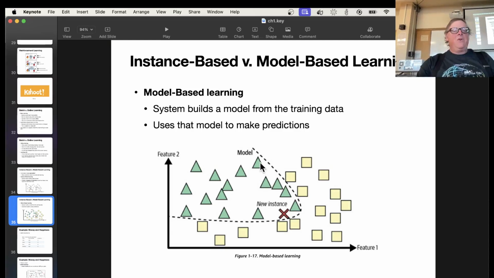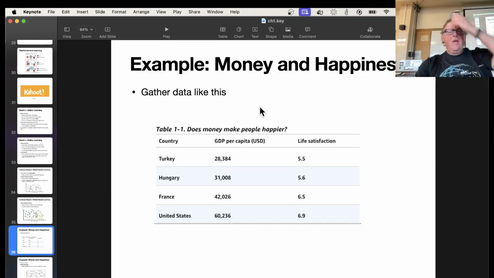That's the model. So it has made a mathematical description of the situation that will cover all instances, not just the ones it's really observed. All right. So you can take money and happiness. Does money make you happy?